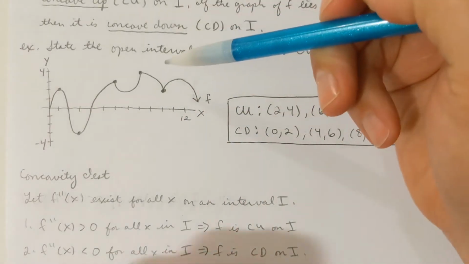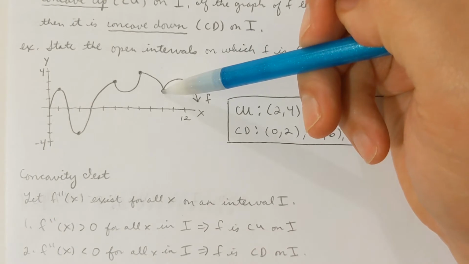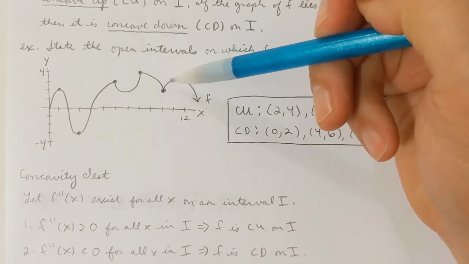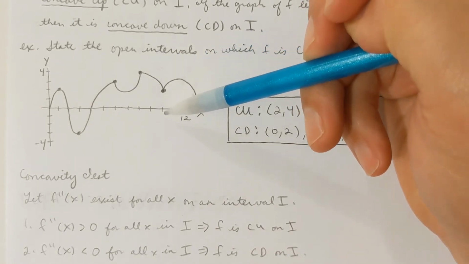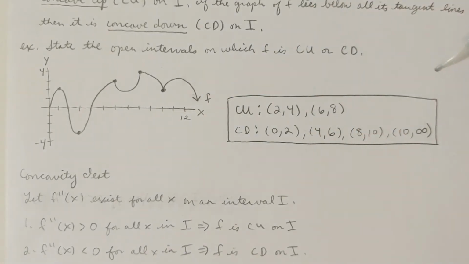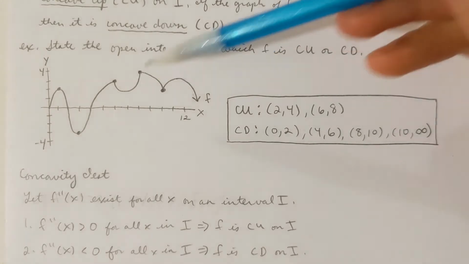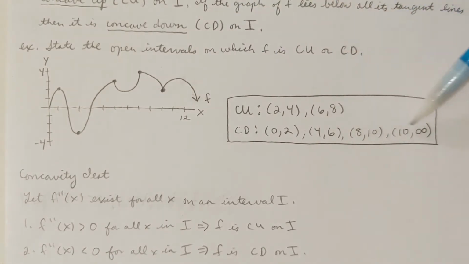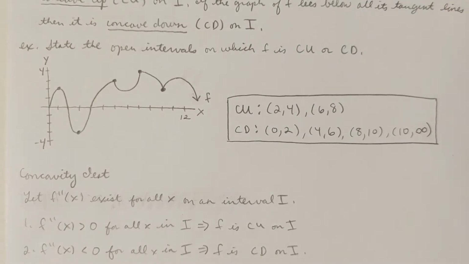Now with this graph, at this spot here, I intended for that to be a sharp turn, and so there's going to be a vertical tangent. So I wouldn't want to just say concave down on 8 to infinity. I'd want to split it at 10 so that it's written as two different intervals there.